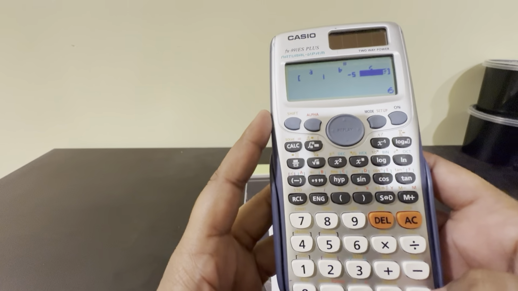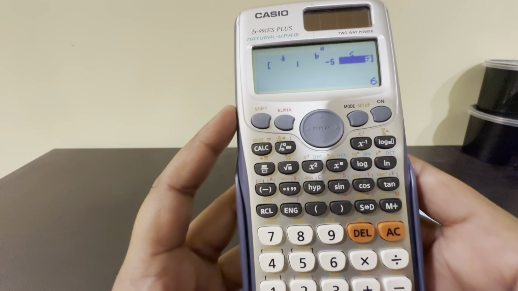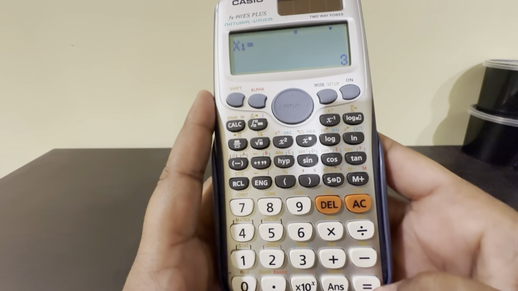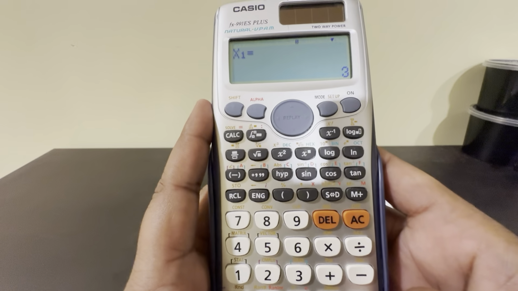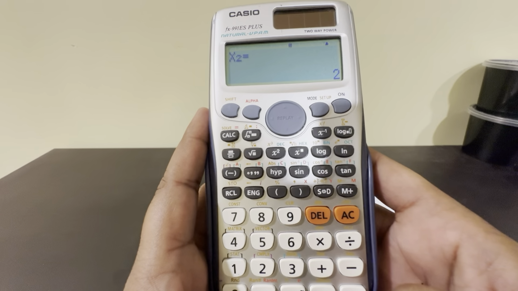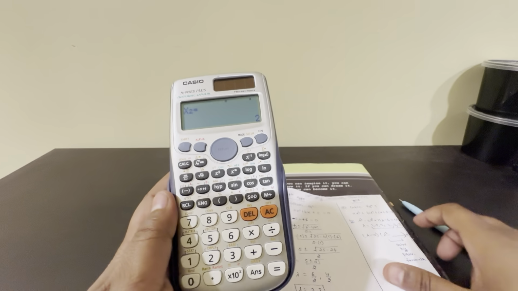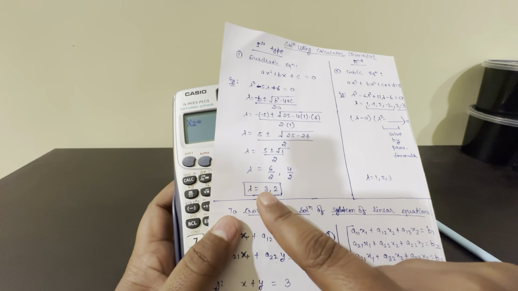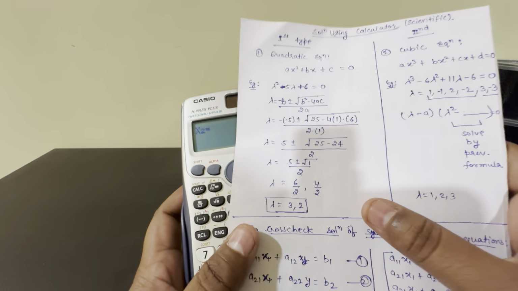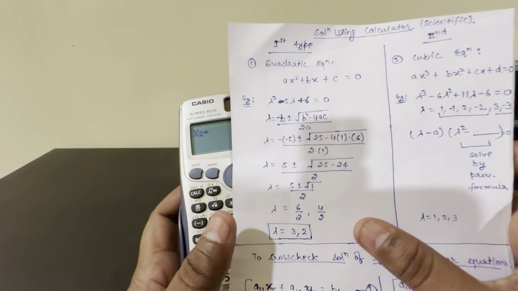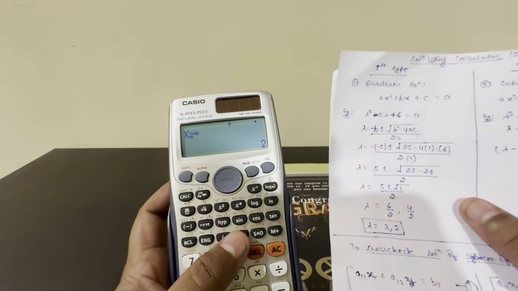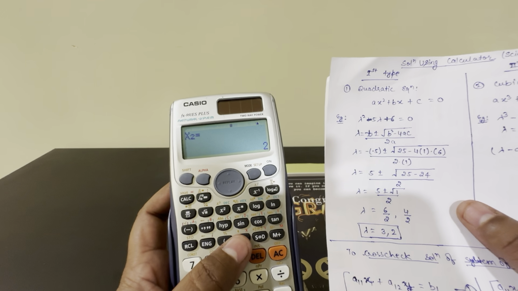After this, we will again press the equals sign. You will see the first value x1 will be 3, meaning the first root is 3. If you press equals again, you will get x2, the second root of this quadratic equation, as 2. The roots of this quadratic equation are 3 and 2, the same as by using the Sridharacharya formula, the general formula to find the roots of a quadratic equation. So you can easily get the roots of a quadratic equation using this.